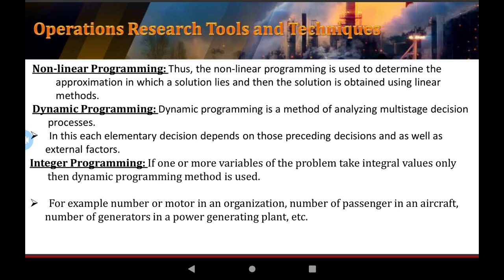Some of the external factors are provided for the operation itself, and another technique is integer programming. Integer programming is also provided for operation research. If one or more variables of the problem take integer values only, then the dynamic programming method is used.